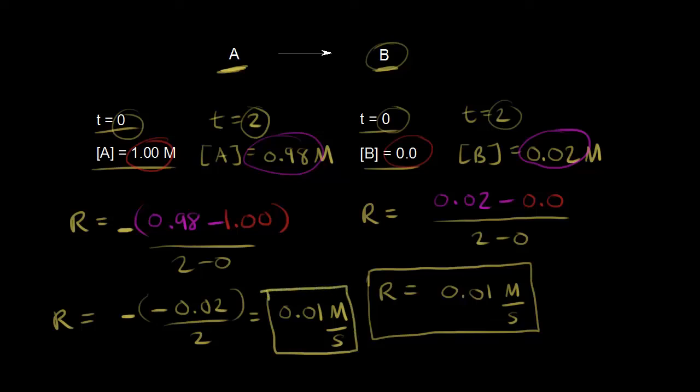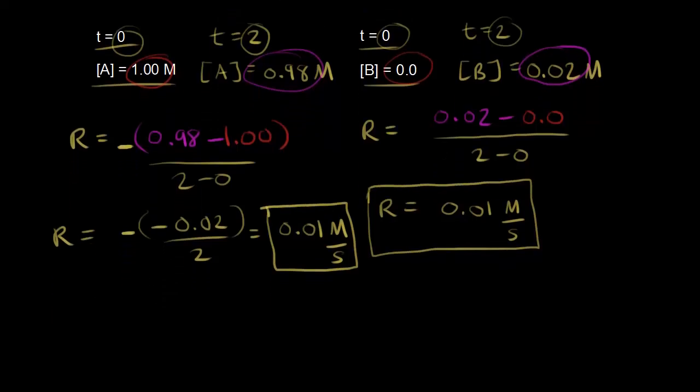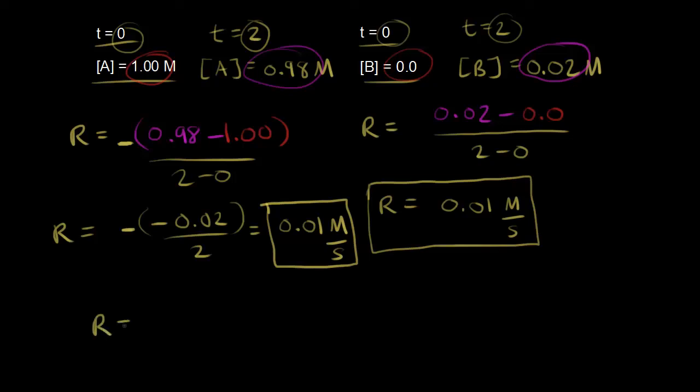All right, so we calculated the average rate of reaction using the disappearance of A and the formation of B, and we could make this a little bit more general. We could say that our rate is equal to the change in the concentration of A over the change in time, but we need to make sure to put in our negative sign, right? We put in our negative sign to give us a positive value for the rate. So the rate is equal to the negative change in the concentration of A over the change in time, and that's equal to the change in the concentration of B over the change in time.